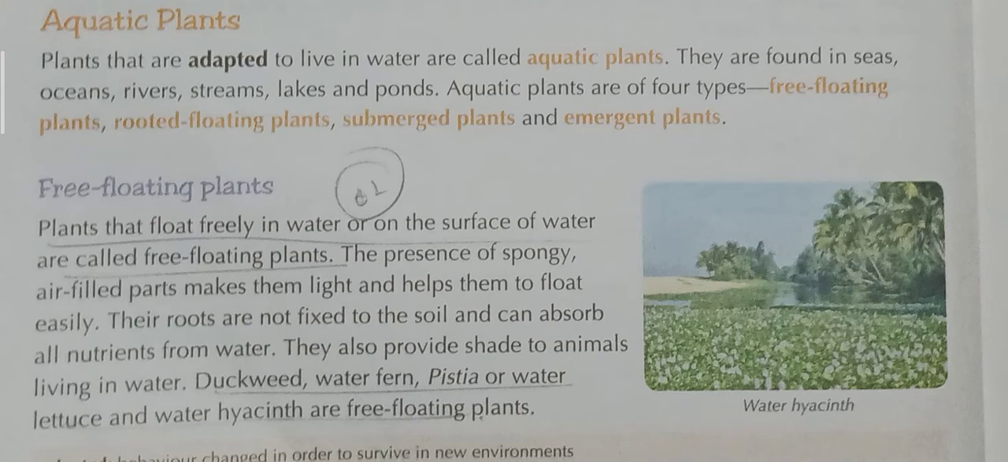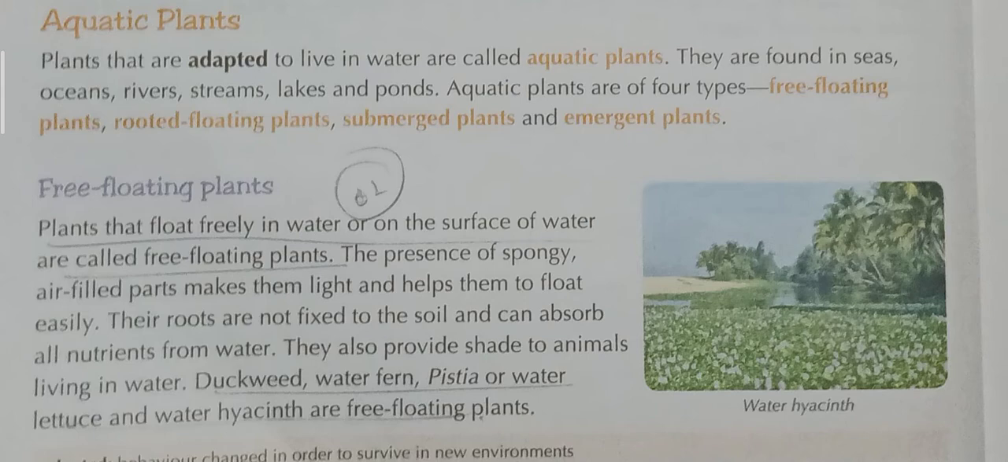This paragraph is all about free floating plants. As I told you already, aquatic plants can be classified into 4 types: free floating plant, rooted floating plant, submerged plant and emergent plant. So the first paragraph is all about free floating plants.